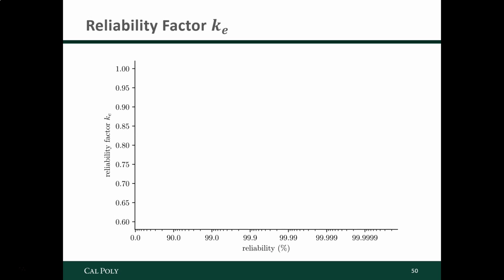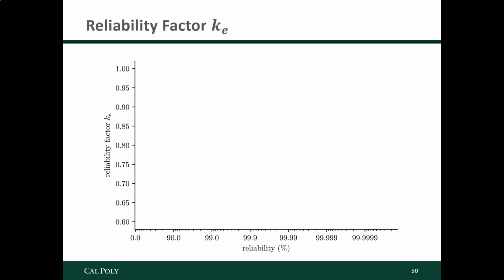So if you want to design your parts, the real parts, with a reliability that's better than the 50%, you need to knock that endurance limit down by a reliability factor so that a greater percentage of parts that you make are going to have an endurance limit that's higher.